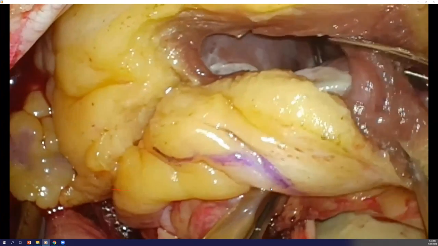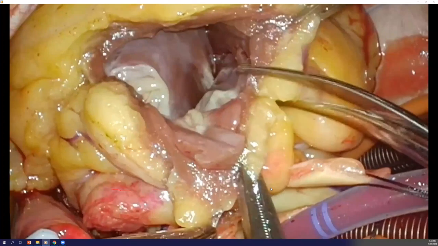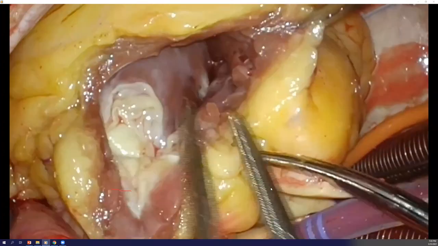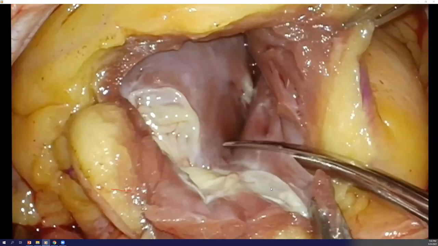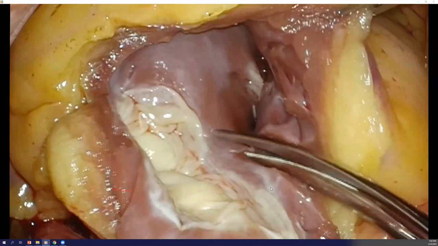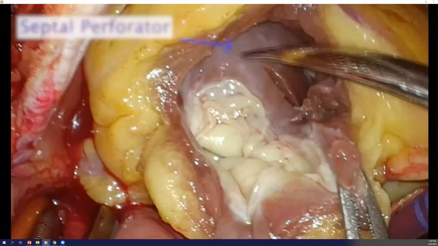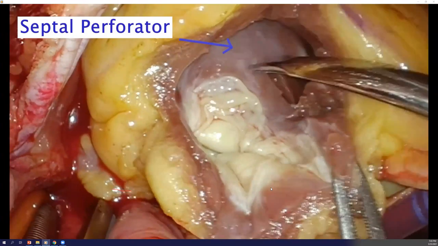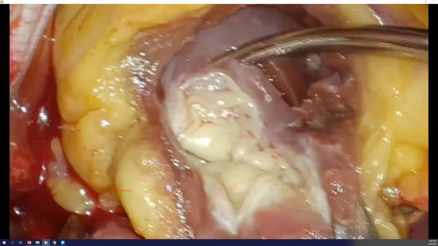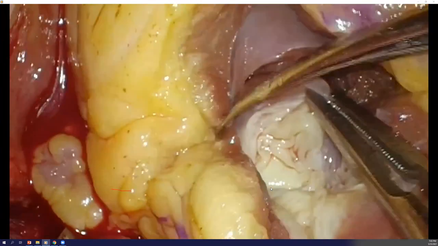So this is all under direct vision, and all that yellow stuff, you just burn it with the cautery. Again, there's really very little to injure when you work your way behind here. This is all RV or infundibular free wall. And then you hit right there the septum. This is where the septal perforator usually comes up, the first septal artery. So you just take partial thickness bites through that muscle right there. You stay close to the hinge point of the leaflets.